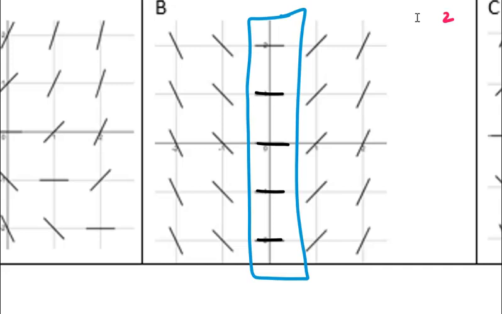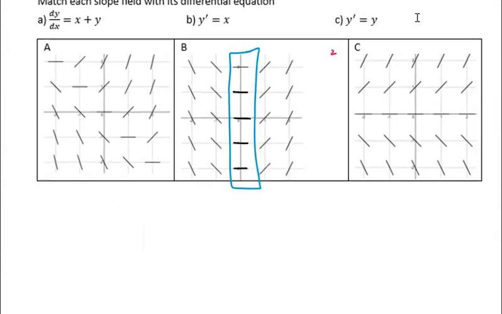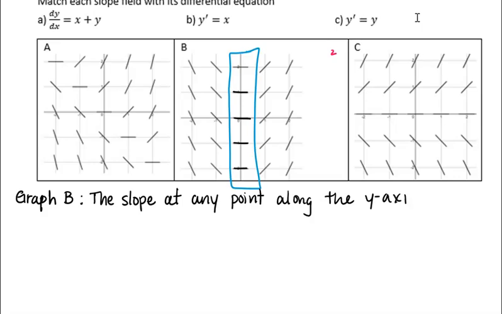But when I look at these line segments here that I've boxed in blue, I definitely know that every single point on the y-axis has a slope of 0. So let's start with graph B. And what we can observe is the slope at any point along the y-axis is 0. And it may be helpful to note that the y-axis is the vertical line x is equal to 0.